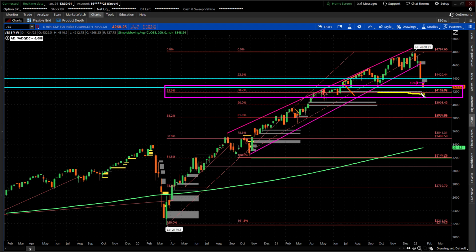Notice how the 200-day moving average just got knifed through a couple of days ago like it didn't even exist. To me, price levels are much, much more important than any kind of trailing indicator that we're going to apply to the chart.